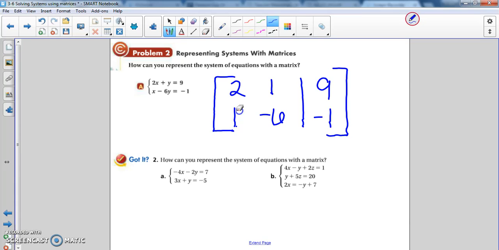Go ahead and represent those two bottom systems of equations in a matrix.